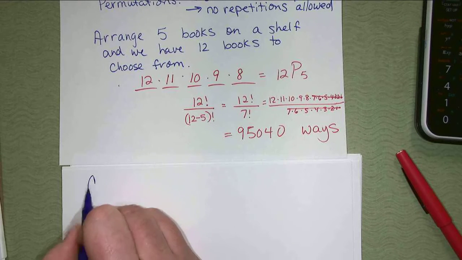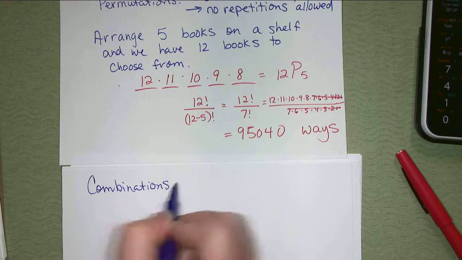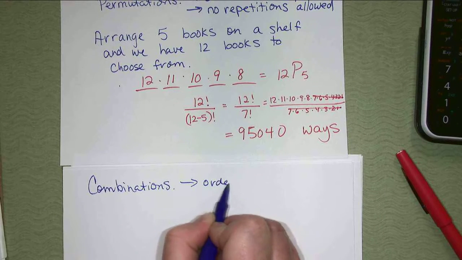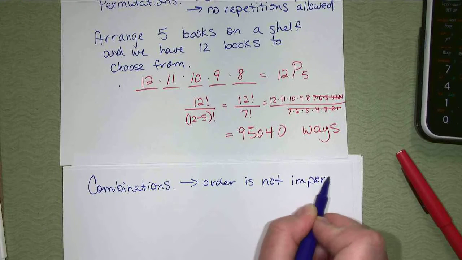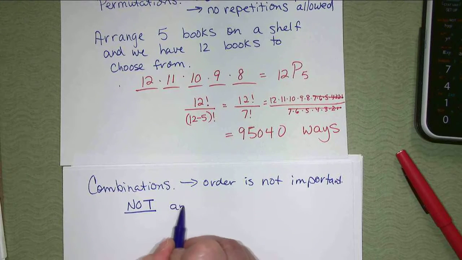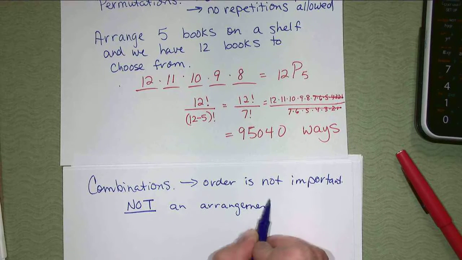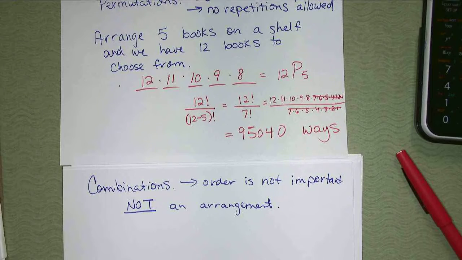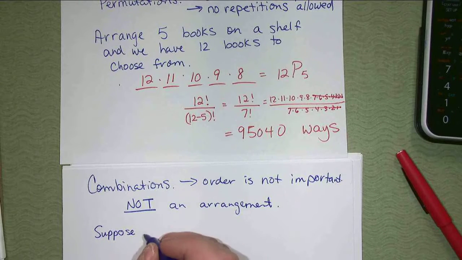So combinations is where order is not important, so not an arrangement. It's hard to think of what a question would be that's not an arrangement when this is kind of what we're talking about, but this would be an example. A similar question, suppose we have 10 books.